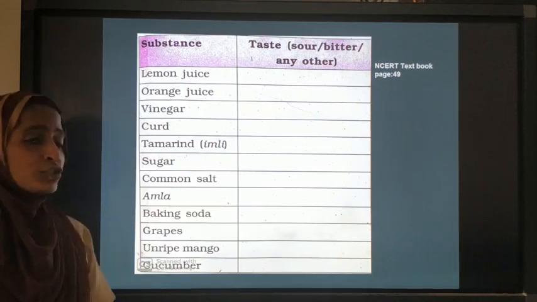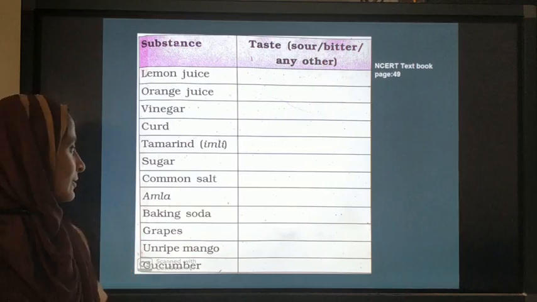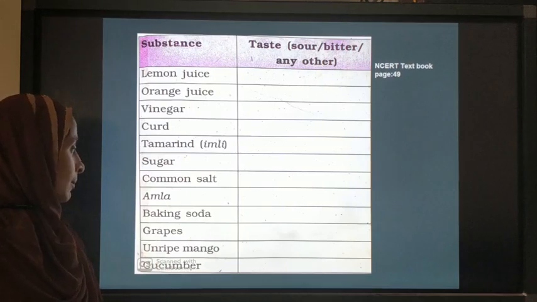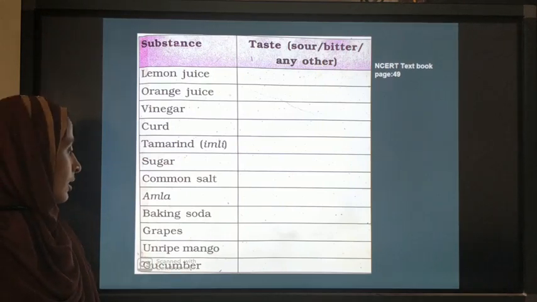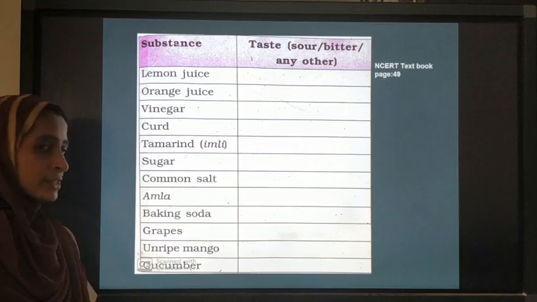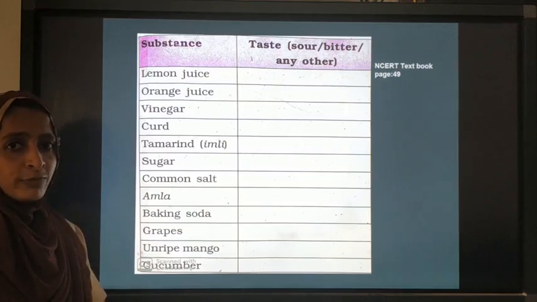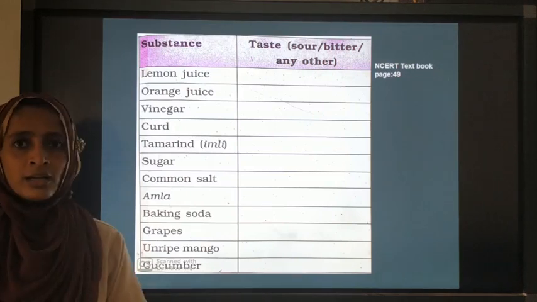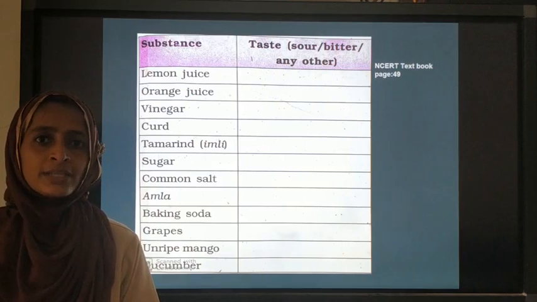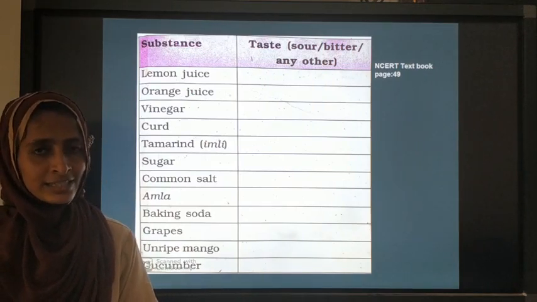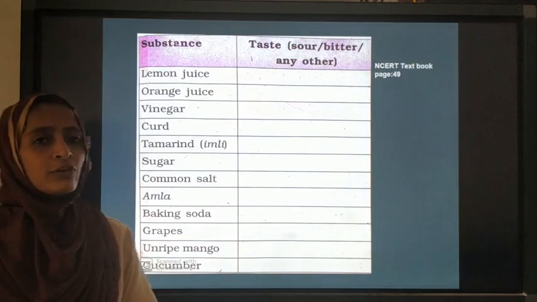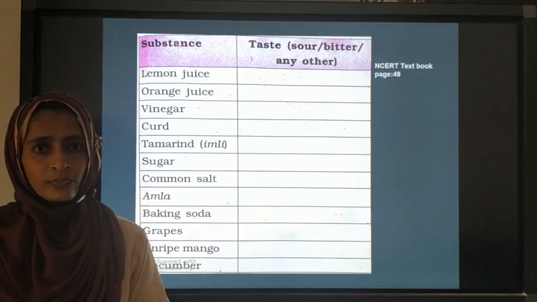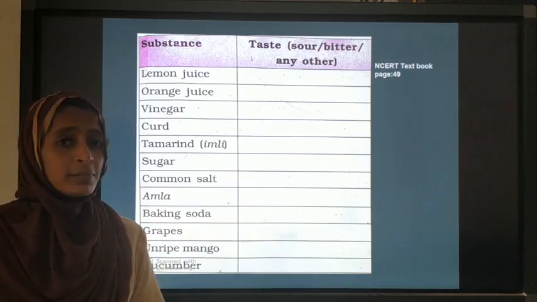What about curd? We have discussed it tastes sour. Tamarind sour. And what about sugar? It tastes sweet. Common salt. It tastes salty. Amla also sour. Baking soda bitter, grapes sour as well as sweet if it is ripe. Unripe mango tastes sour, and coming to cucumber, it tastes sour and at times it also tastes sweet. I think it's clear. Now in this list you will be identifying that some of the substances taste sour. See, you have to complete this table at home.